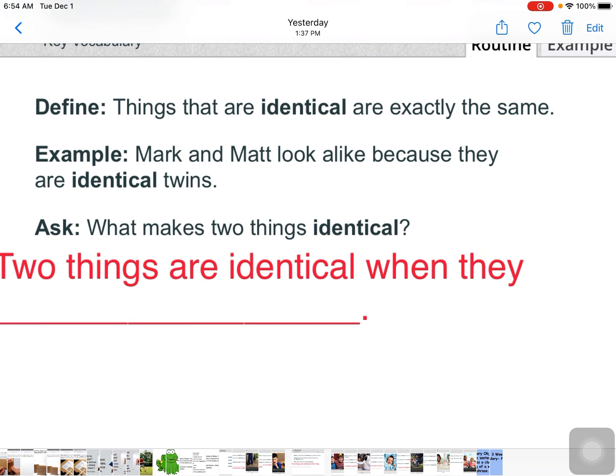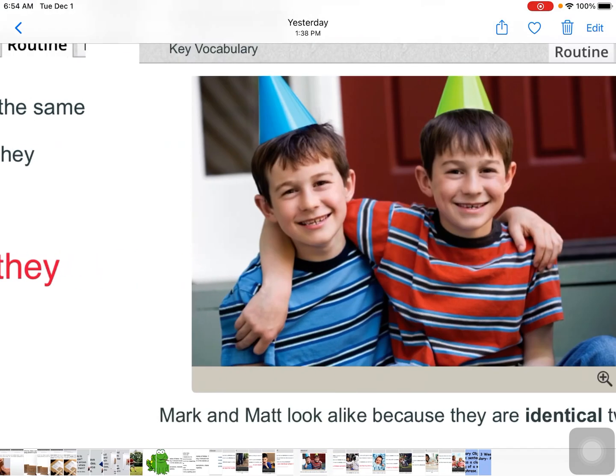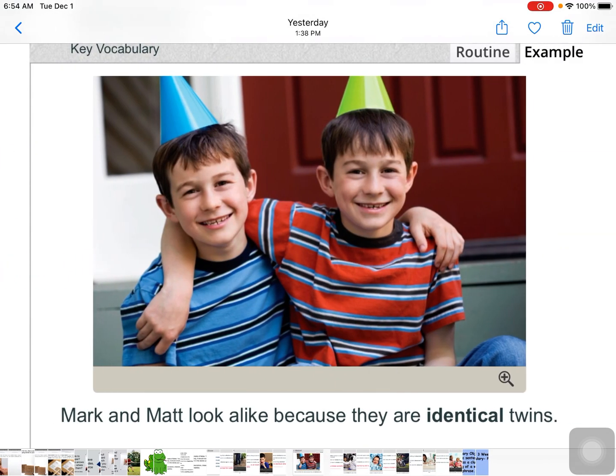Our next word is identical. Can you please say that word? Identical. Things that are identical are exactly the same. Exactly the same. Mark and Matt look alike because they are identical twins. I can see they have the same hair color. They have the same skin color. They have the same face and everything. They are exactly alike.